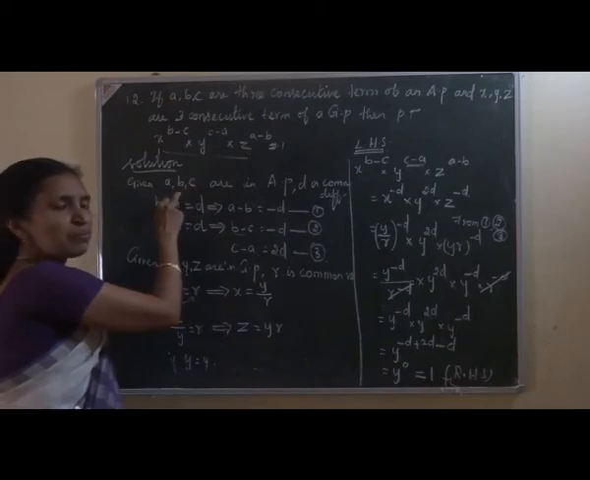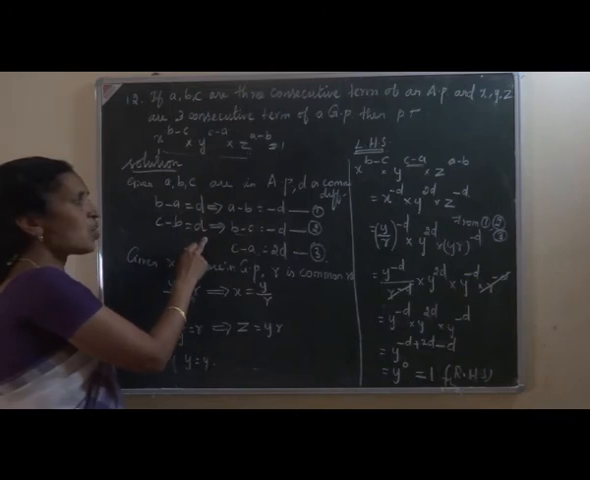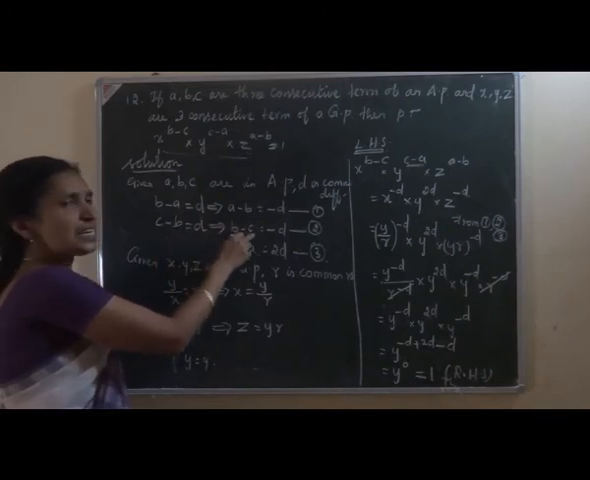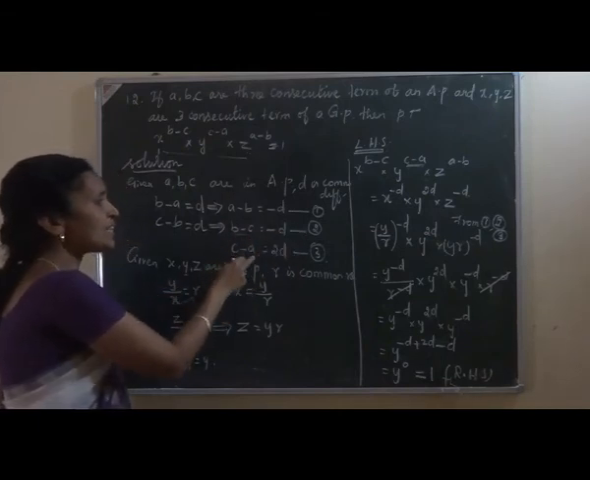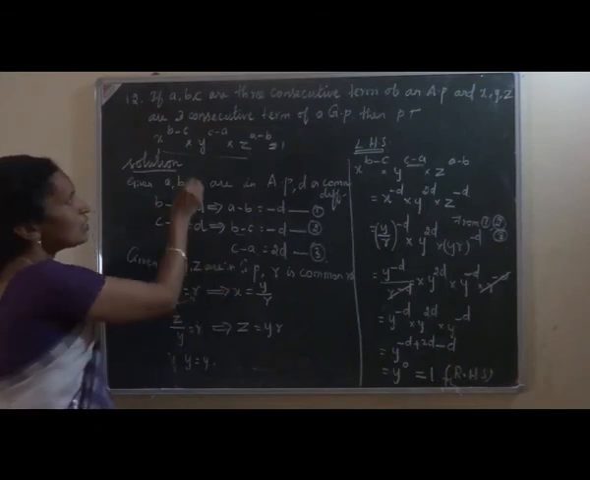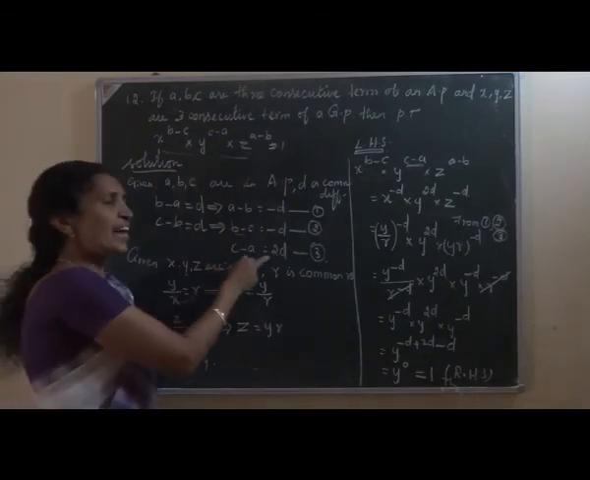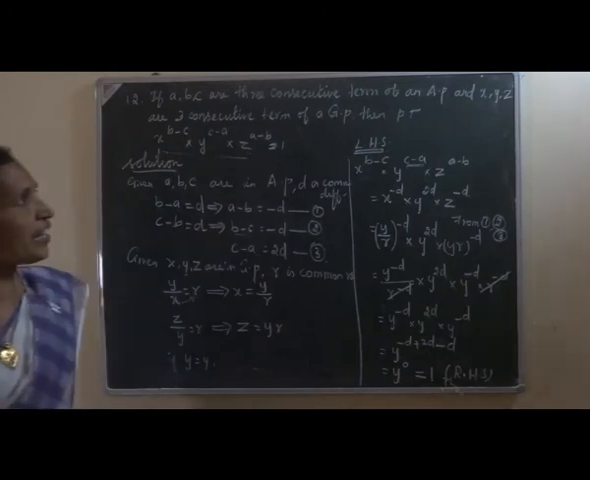Next, c minus b. Third term minus second term is d. So c minus b equal to d, and b minus c is minus d. That is equation 2. c minus a equal to 2d. You can add and check, otherwise 1d, 2d. c minus a equal to 2d. That is equation 3. Next, what did they give?